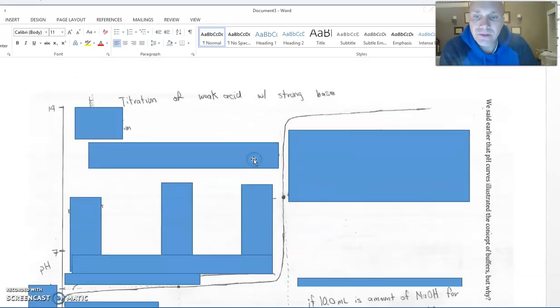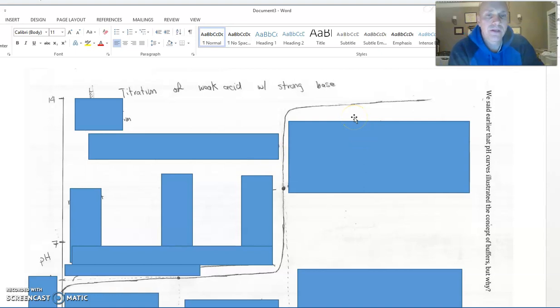All right. So in this next part, we're going to talk about what buffers have to do with the pH curve that we talked about earlier. I know I put this sideways in here. It's because I want to be able to draw on this page in this orientation. But we said earlier that pH curves illustrated the concept of buffers. All right. So, but why is that?